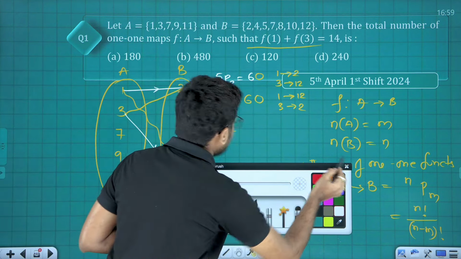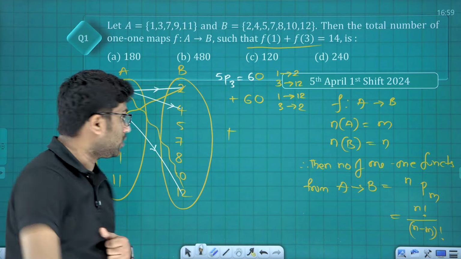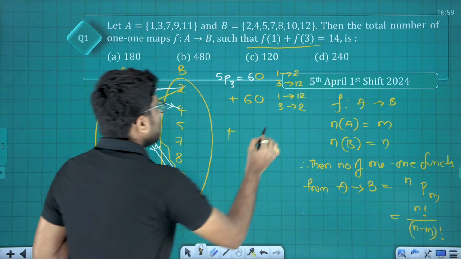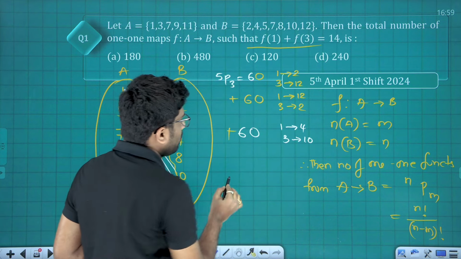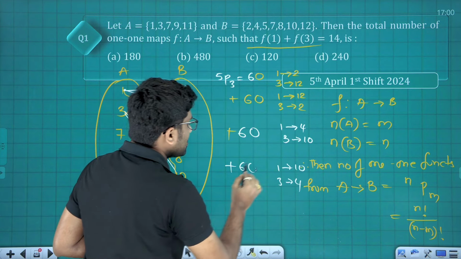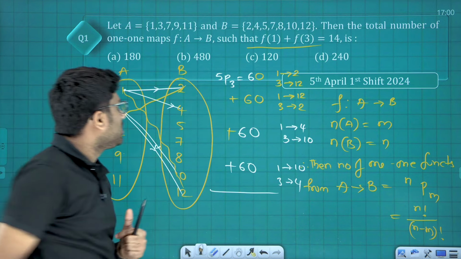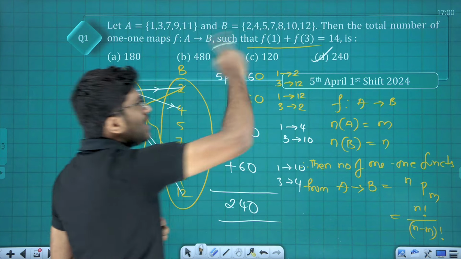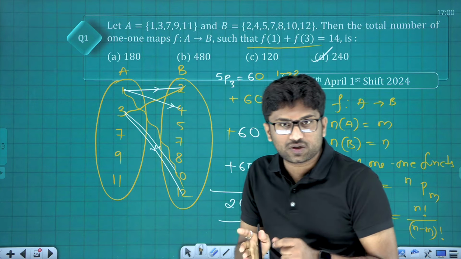Now if you see this, friends, if f of 1 is equal to 4 and f of 3 is equal to 10, 1 mapping with 4, 3 mapping with 10, even in this case we'll get 60 more. Vice versa, 1 with 10, 3 with 4, we'll be getting 60 more cases. So these are the 4 possible cases we get. That means 60 into 4, which is 240. Total 240 1-1 functions from A to B such that f of 1 plus f of 3 is equal to 14. Have you understood, friends?